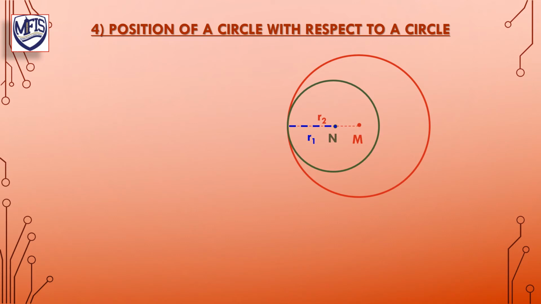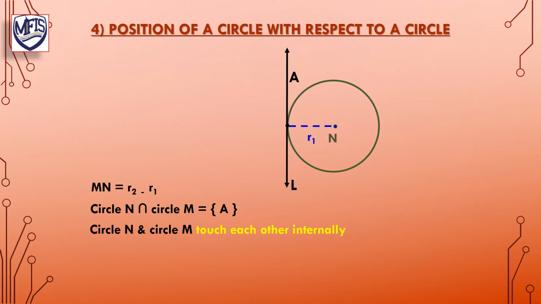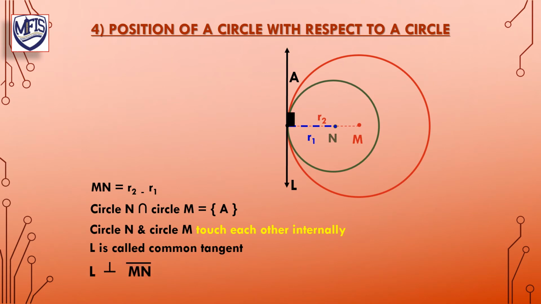As we can see here, the length of MN equals the difference between the two radii, R2 minus R1. When the length of MN equals R2 minus R1, the two circles here are called touching internally. The two circles intersect at one point, point A, and the straight line L, which passes through point A, is called common tangent of the two circles, tangent of circle N and in the same way tangent of circle M. And straight line L is perpendicular to MN. How many common tangents here? One common tangent.